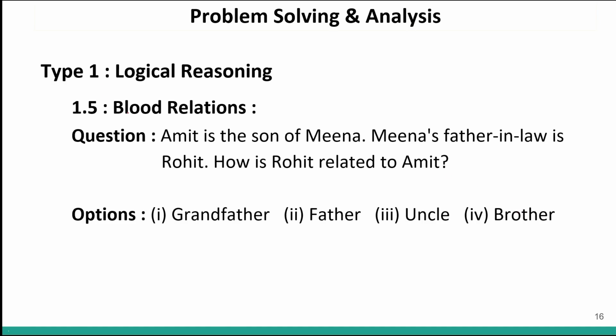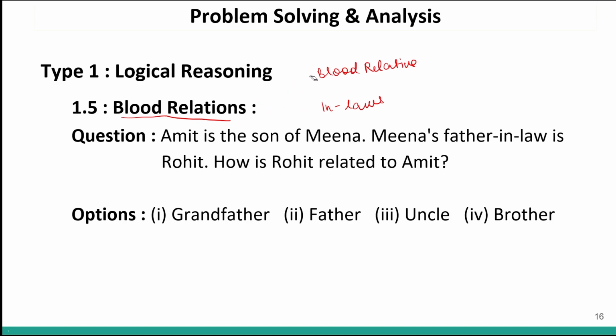Now let us come to a new topic, that is blood relations. So in blood relations we deal with 2 things. Number 1 is the actual blood relations. That is, you are my father or my mother or my brother, sister, grandfather. These are all blood relations. Then we talk about in-laws. In-laws means the mother of my spouse or the father of my spouse. That is in-laws. Correct? So in blood relations, we deal with 2 types of relations.